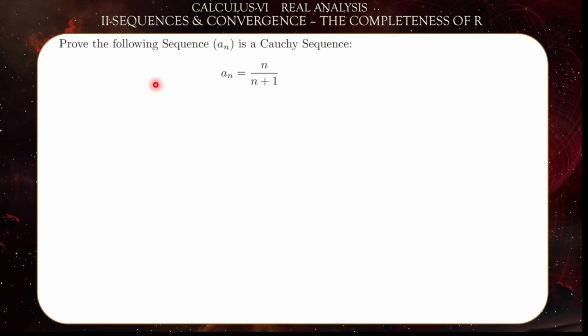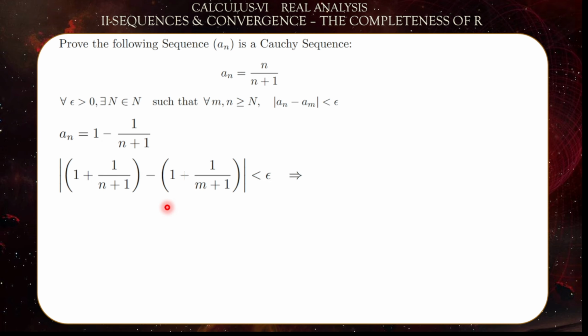Prove the following sequence an is a Cauchy sequence: an equals n divided by n plus 1. So for all epsilon greater than 0, there exists N within the naturals such that for all m, n greater than or equal to N, |an − am| is less than epsilon. an can be rewritten as 1 minus 1 divided by n plus 1. So |an − am| is equal to |(1 − 1/(n+1)) − (1 − 1/(m+1))|, which should be less than epsilon.